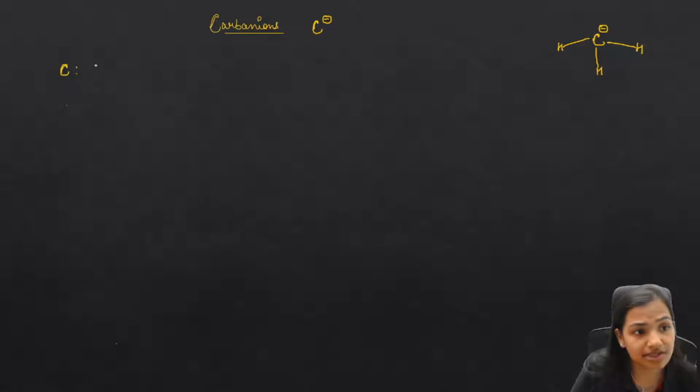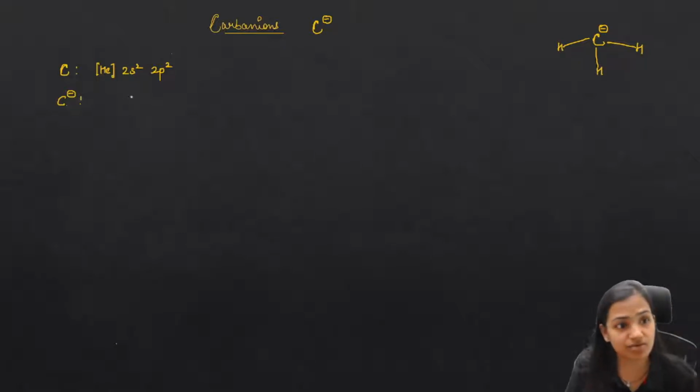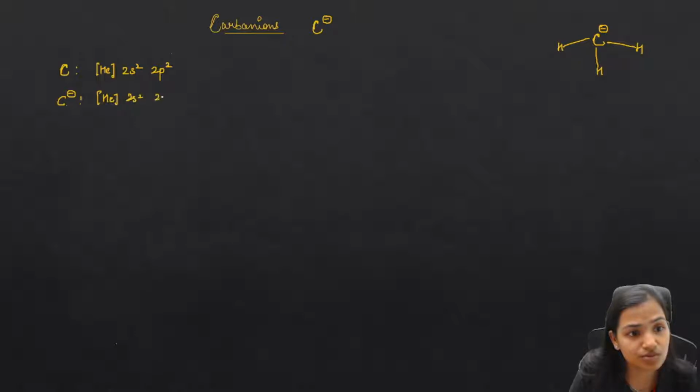Guys, we all know carbon has the electronic configuration 2s2 2p2. When I am talking about a carbanion, there is a gain of an electron, and because of this gain the configuration becomes 2s2 2p3. Is it clear? So this is the ground state of the carbanion. When this carbon is in its ground state, its orbital diagram would look something like this, that is 2s2 2p3.